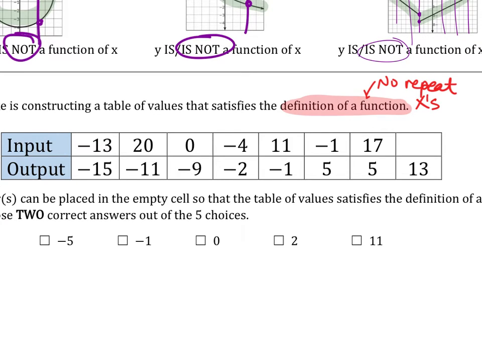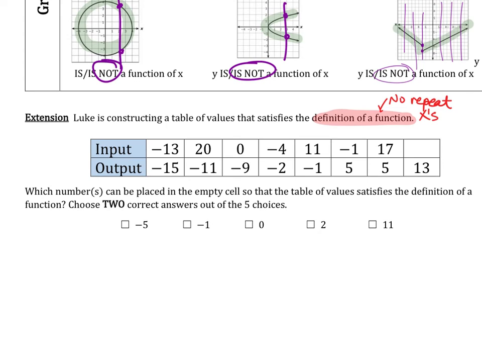It says which numbers can be placed in the empty cell so that the table of values satisfies the definition of a function. There's two correct answers. I don't want you to say anything. I want you to think. Look at these answer choices. There's two of them that I could put right there so that this was still a function. I want you to find them.